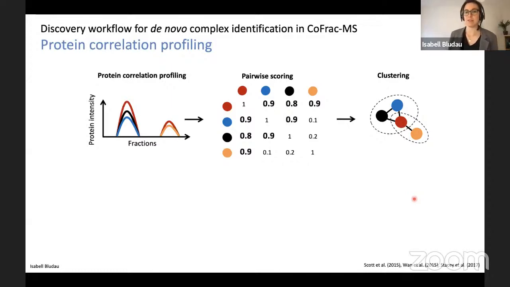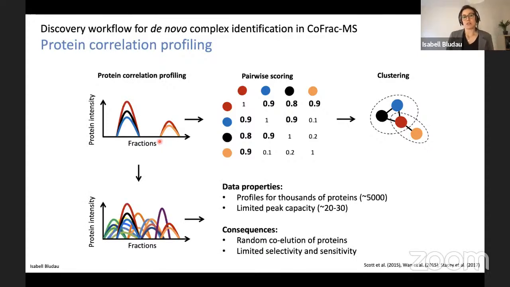complex identification in CoFrac-MS data, often also referred to as protein correlation profiling. So this is one of these discovery-based analysis strategies where you start from the protein elution profiles, you perform a pairwise scoring of the correlations between the proteins, and then you can use an elaborate machine learning framework to actually group proteins into modules of co-regulated protein complexes.